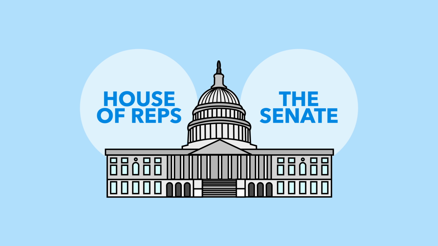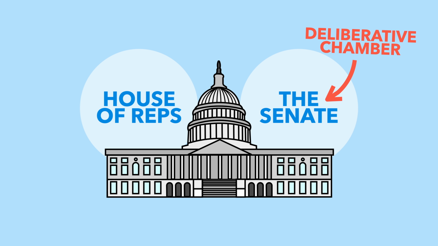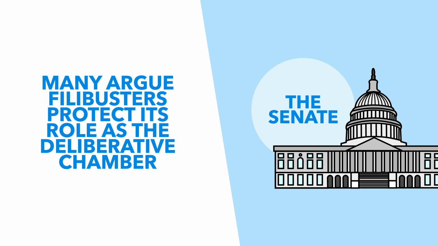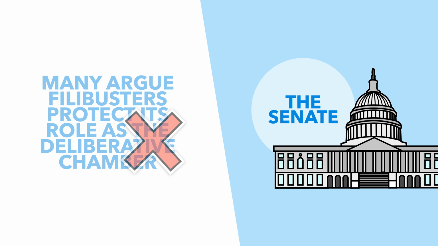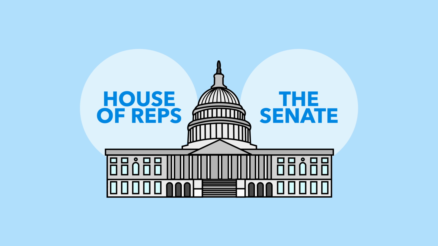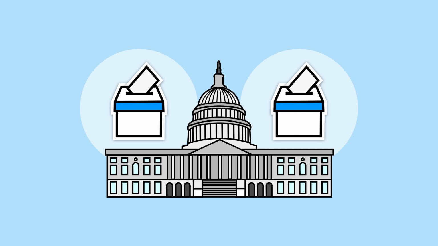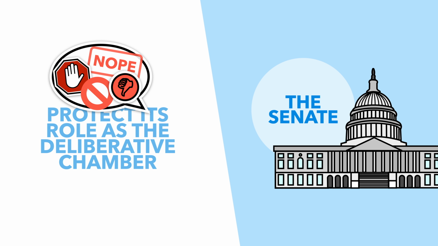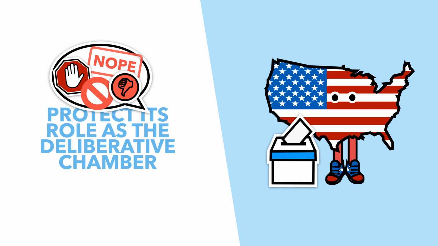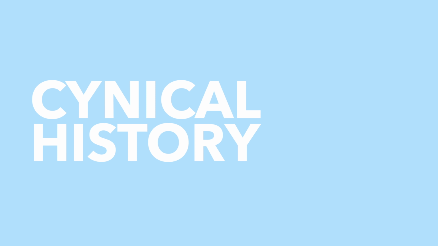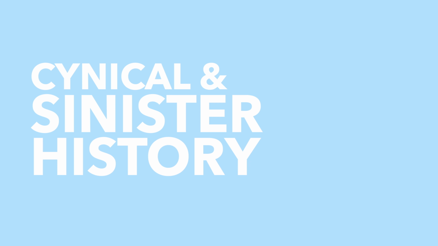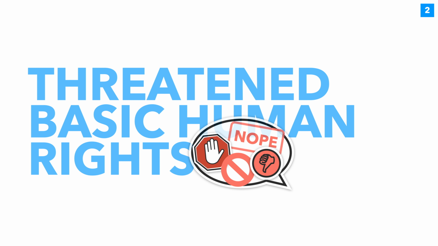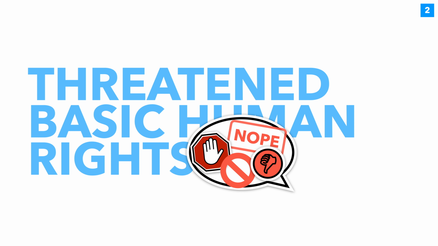The United States Senate is thought of as the deliberative chamber of detailed debate, and many argue that the filibuster protects that function. Without it, they say, there would effectively just be two houses of representatives, where majority rules. While it's easy to appreciate that in an ideal world that's exactly how it would function, enhancing the democratic process, the filibuster rule has a very cynical and sinister history, being used in ways that threaten basic human rights.